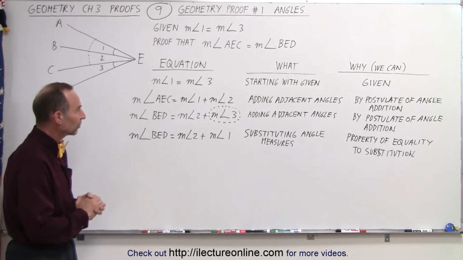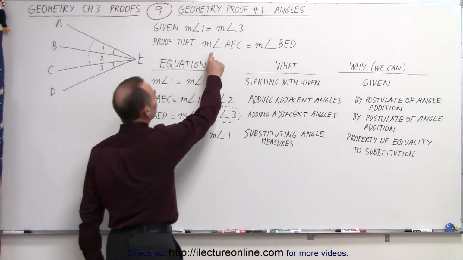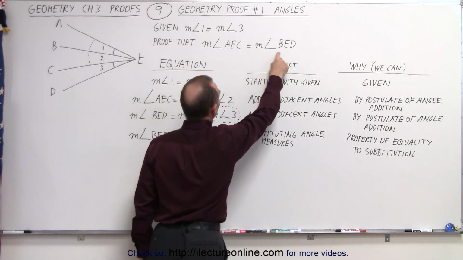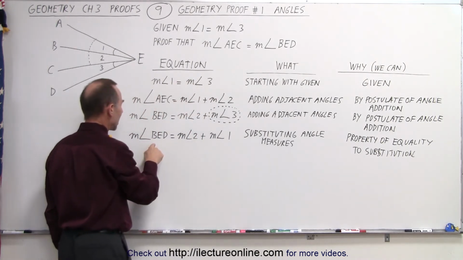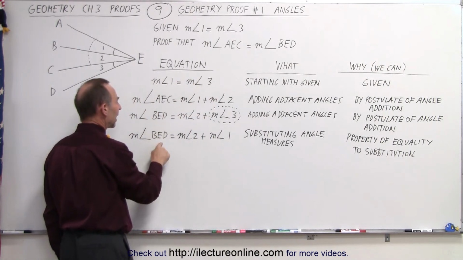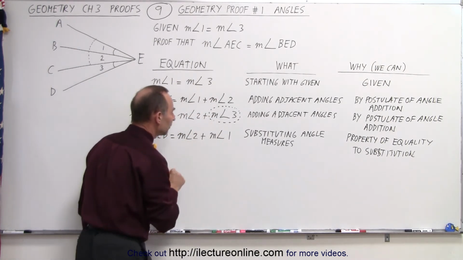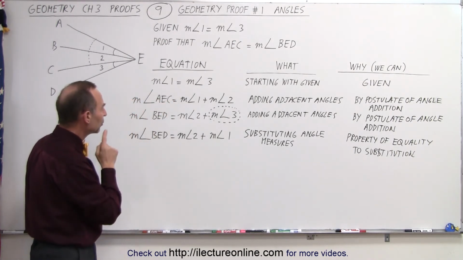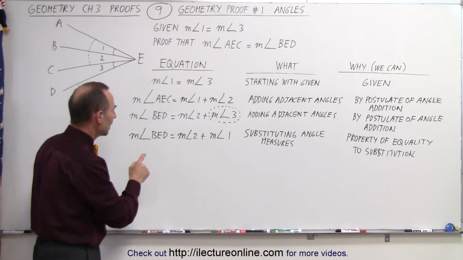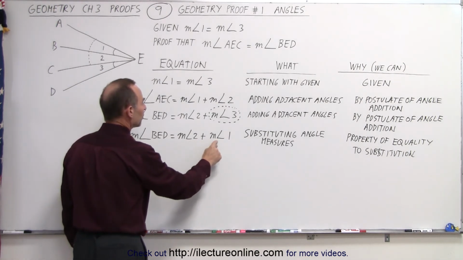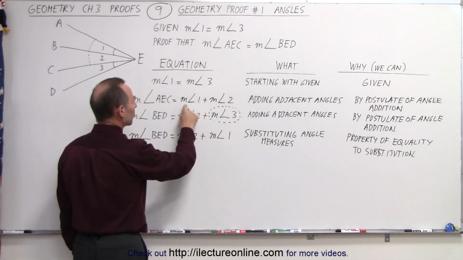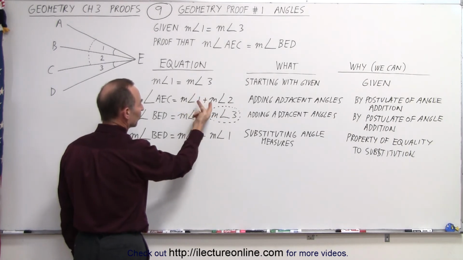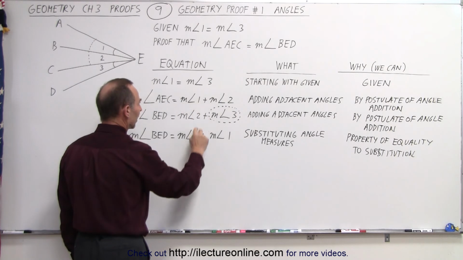So where do we go next? Again, remember what we're trying to do. We're trying to prove that the measure of angle AEC is equal to the measure of angle BED, and we have the measure of angle BED defined in two different ways. Okay? So now what I could do is look at this. I say, okay, I have the measure of angle 2 plus the measure of angle 1 here. I have the measure of angle 2 plus the measure of angle 1. Even though it's in reverse, this means exactly the same thing.